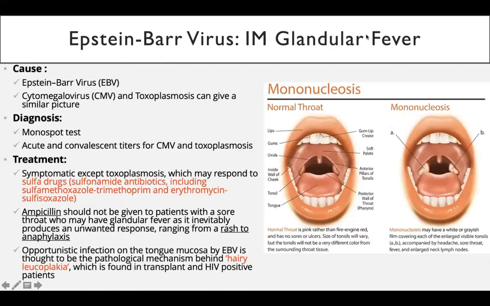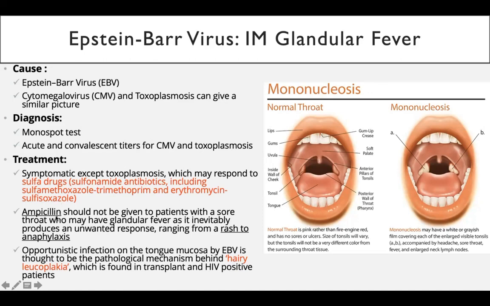Causes. What are the causes of glandular fever, infectious mononucleosis? Already written, Epstein-Barr virus is the major cause, but cytomegalovirus and toxoplasmosis can also give a similar picture. How to do diagnosis? Mono spot test for infectious mononucleosis. And then for CMV and toxoplasmosis, you can do viral titers or PCR. Treatment is symptomatic except for toxoplasmosis, which may respond to sulfa drugs. So if toxoplasmosis gives a similar picture of glandular fever, you can give sulfa drugs. What are sulfa drugs? Sulfonamide antibiotics, including sulfamethoxazole, trimethoprim, or sulfisoxazole.